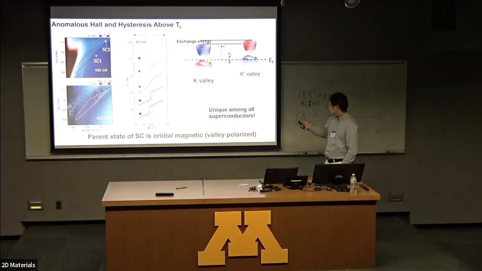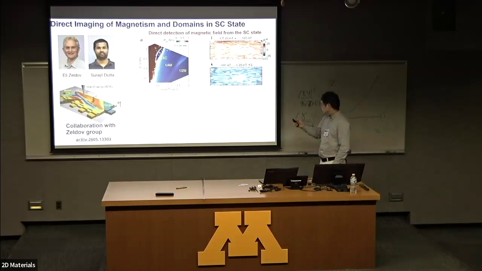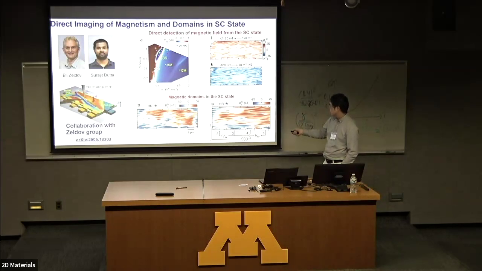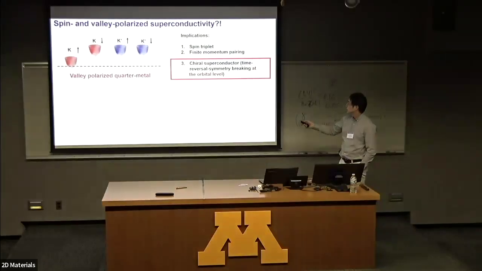So we think this is related to the spin and valley polarized quantum metal and the resistance spike associated with the domain wall and things. You don't have to believe me, because Ali is going to show you in the next talk direct evidence: visualization of the magnetic signal in the superconducting state, as well as domain distributions and how they are related to the global transport structure. Okay.